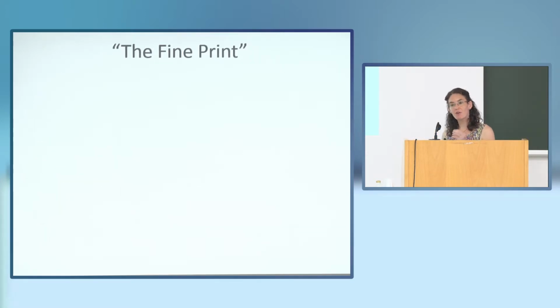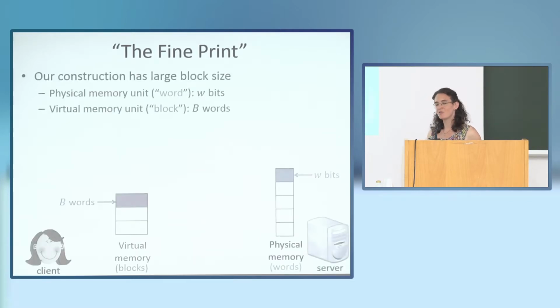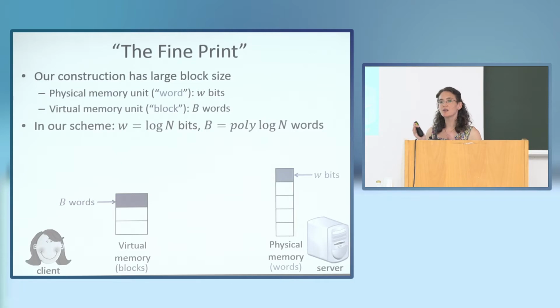Okay, so there is a fine print to this result. I kind of glossed over this restriction, this caveat on the block size when we discussed the upper bounds. So what is the fine print? It's that in our construction, there's a discrepancy between the basic unit of memory on the client, the virtual memory, and the basic unit on the server, the physical memory. The physical memory blocks are much smaller. We call them words. They consist of W bits. On the client, we have larger blocks that consist of polylog B words. And for us, a word is log n bits, and a block is polylog n bits.